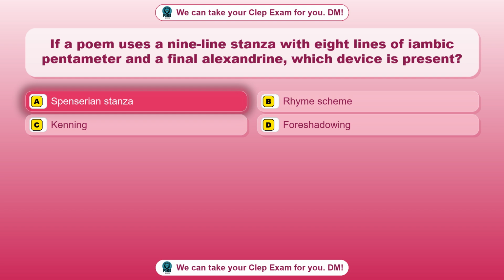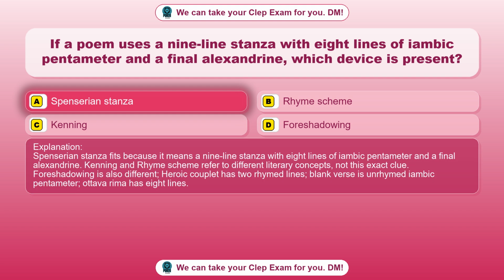Spenserian stanza. Spenserian stanza fits because it means a 9-line stanza with 8 lines of iambic pentameter and a final alexandrine. Kenning and rhyme scheme refer to different literary concepts, not this exact clue. Foreshadowing is also different. Heroic couplet has 2 rhymed lines. Blank verse is unrhymed iambic pentameter. Ottava rima has 8 lines.